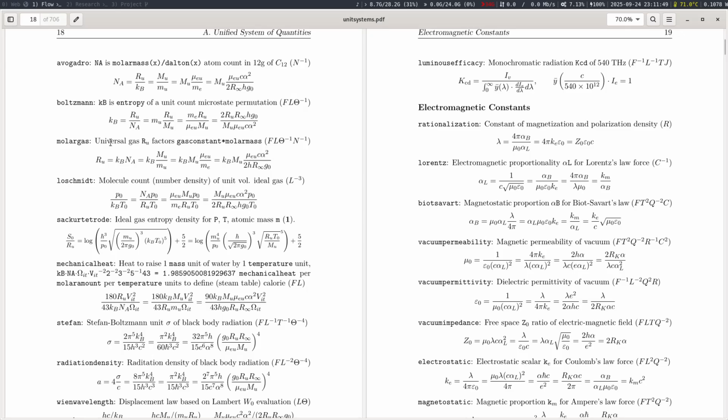The molar gas constant, this is very important. Ru factors the gas constant and the molar mass constant. And this is basically the product of the Boltzmann constant and the Avogadro number. The Loschmidt constant is the molecule count or number density of a unit volume of ideal gas. And then we have the Sackur-Tetrode constant. This is the ideal gas entropy density for PT and atomic mass M.